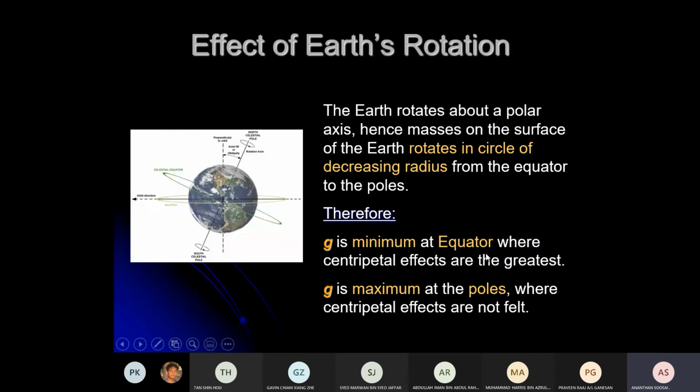g is minimum at the equator, where the centripetal effect is the greatest. The centripetal force is the greatest because r is big. So g becomes small. Gravitational field strength becomes small because Fn is small. Fn equals mg, so g becomes small. Here g becomes maximum. So the rotational effect reduces the gravity successfully.